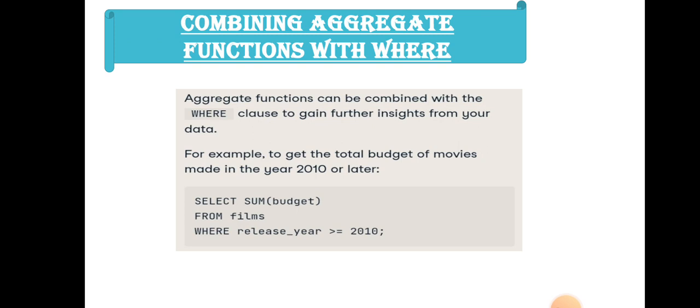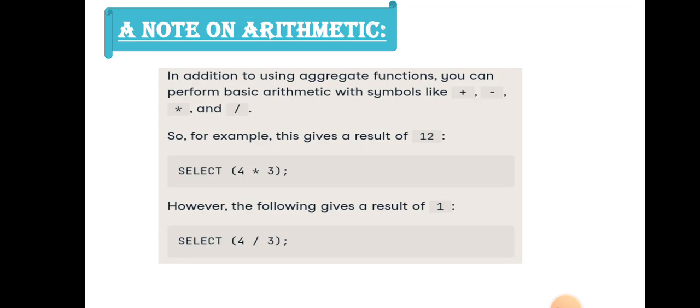Combining aggregate functions with the where clause. Aggregate functions can be combined with the where clause to gain further insights from your data. For example, to get the total budget of movies made in the year 2010 or later: select sum of budget from films where release year is greater than or equal to 2010.